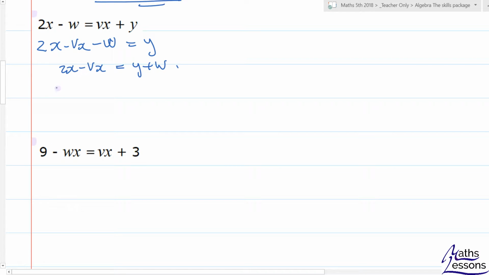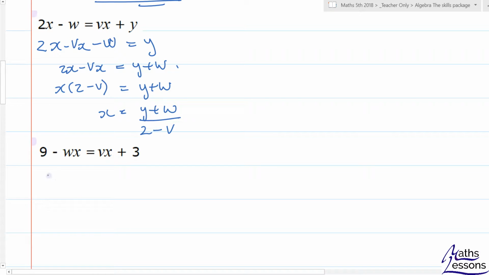Now we're going to factorise x. 2 lots of x and minus v lots of x. So we get x times 2 minus v lots. And now we divide. And you should see the pattern in these.